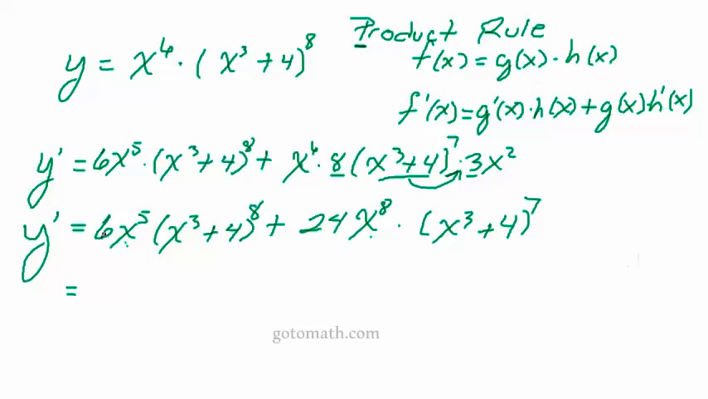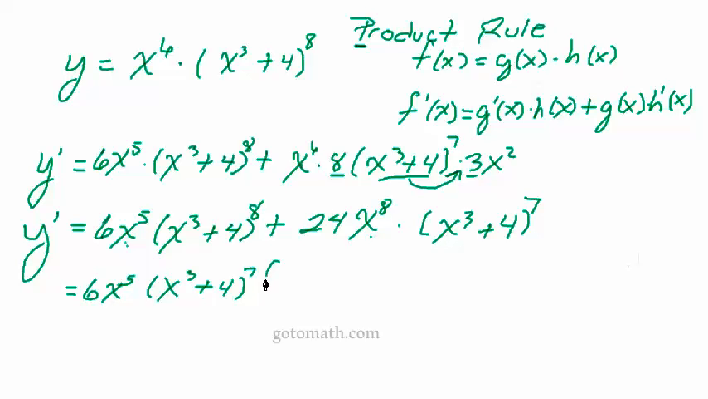What goes into 6? We're looking for the largest number that goes into 6 and goes into 24. Well, it looks like 6, right? 6 times 4 is 24. So we're going to pull a 6 out. And let's pull out, so we have x to the 5th, x to the 8th. We always pull the one out with the smallest exponent, and that's going to be the x to the 5th, right? And then once again, we pull the one out with the smallest exponent. We have x cubed plus 4 raised to the 7th power. We're going to pull that out.